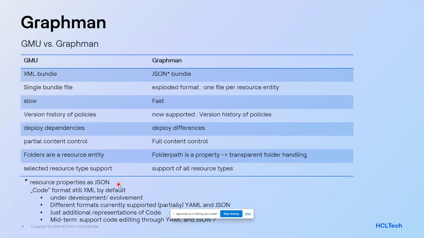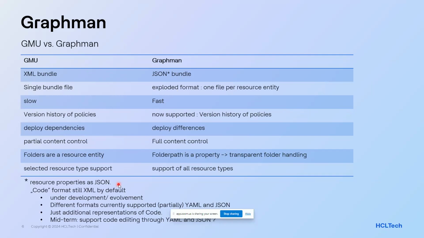Yes, JSON bundle, the resource entity properties are handled in JSON. However, if you think about services and policies, those are still handled in XML. However, and this is an improvement and an advantage as well, as far as I'm aware, this is under development and evolvement. Different formats are already supported, at least partially, like YAML and JSON, which provides much better readability for us humans when it comes to, well, what are the code differences between that version and this version.